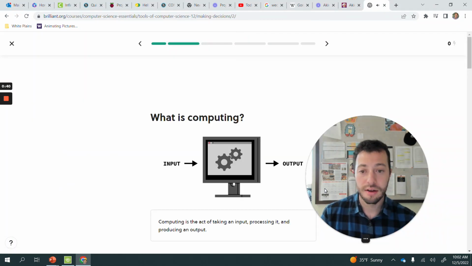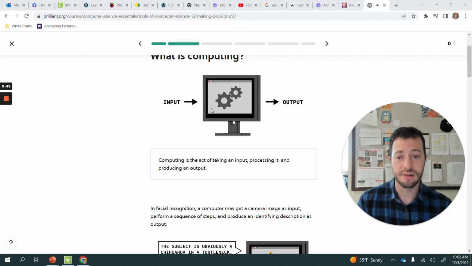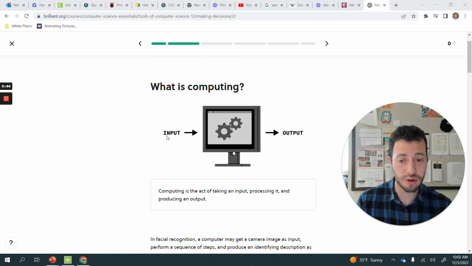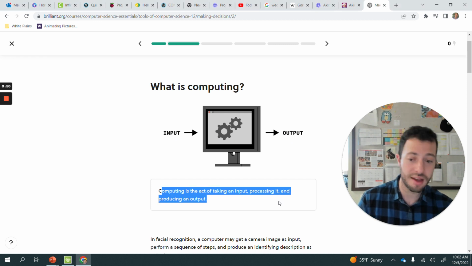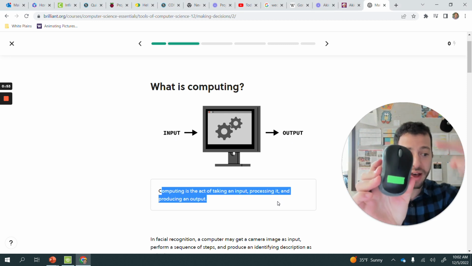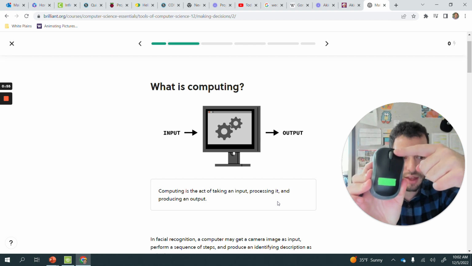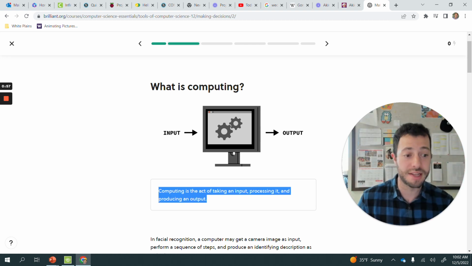So, what is computing? How do we start here? Computing is simply having some sort of starting stage, and then some magical stuff happens, and then we get some sort of output. It's the act of taking an input, processing it, and producing an output. For example, this mouse, when I click it, that's an input, and then on the screen, you'll see that something happens. That's the output.